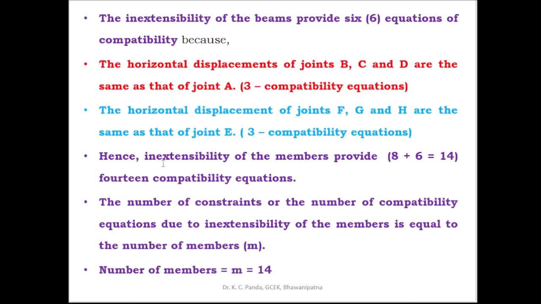So the inextensibility of the members provide 14 number of compatibility equations. The number of constraints or the number of compatibility equations due to inextensibility of the member is equal to the number of members. So here you have to see the number of compatibility equation due to inextensibility of the member, that is equal to the number of members. From the inextensibility of the members, here you got 14 compatibility equation. So that is equal to the number of members.